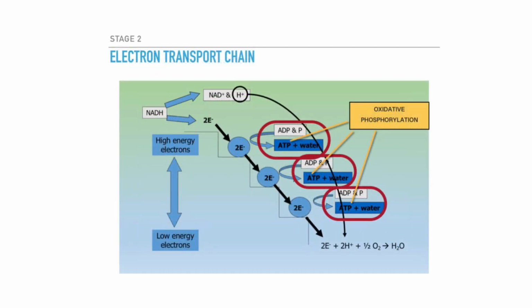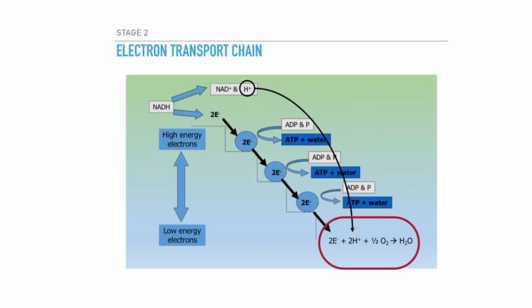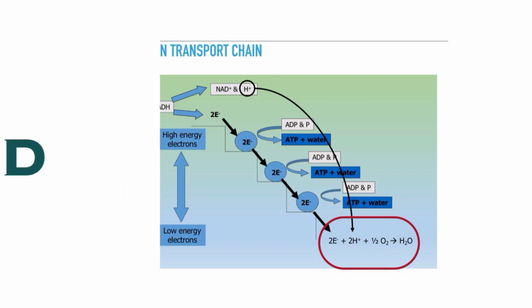The production of ATP by this system is called oxidative phosphorylation and requires oxygen. At the end, the remaining low-energy electrons combine with oxygen and the hydrogen from the original NADH molecule to form water.